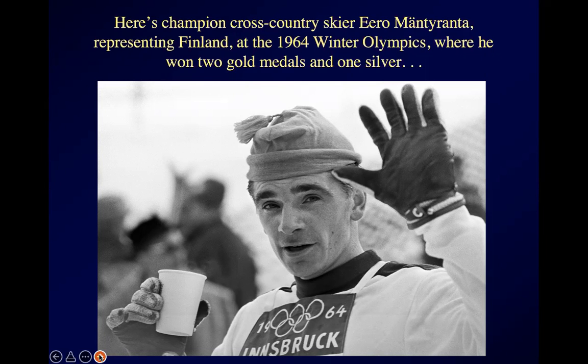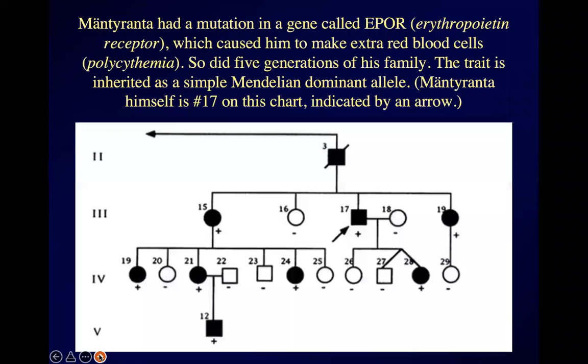Cross-country skiing is one of the most vigorous types of exercise that there is, because you've got to pump your arms as well as your legs, and you have to do it over very long distances. It requires enormous amounts of energy to do. And it turned out that Montiranta had a mutation in a gene called EPOR, that's short for erythropoietin receptor.